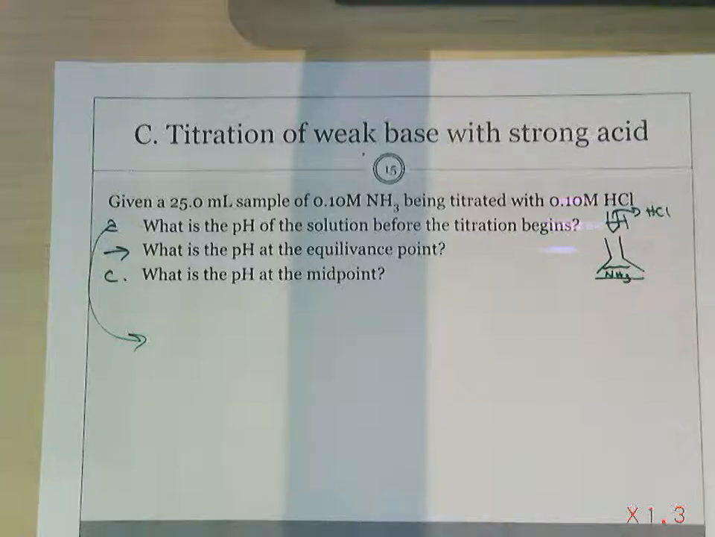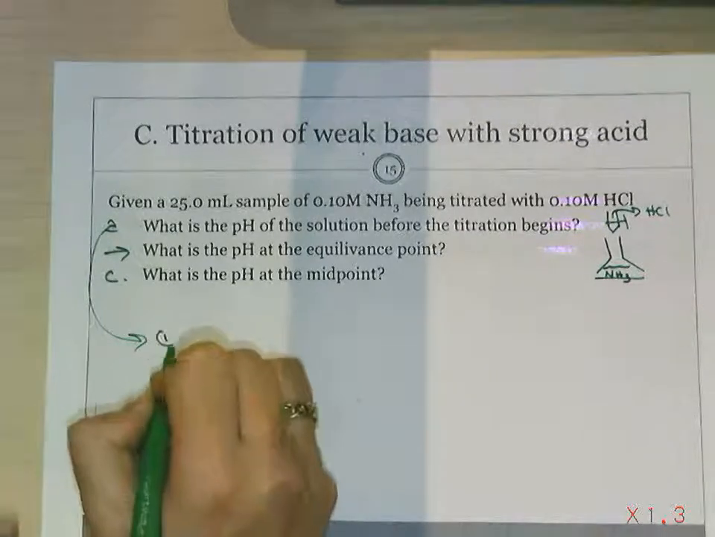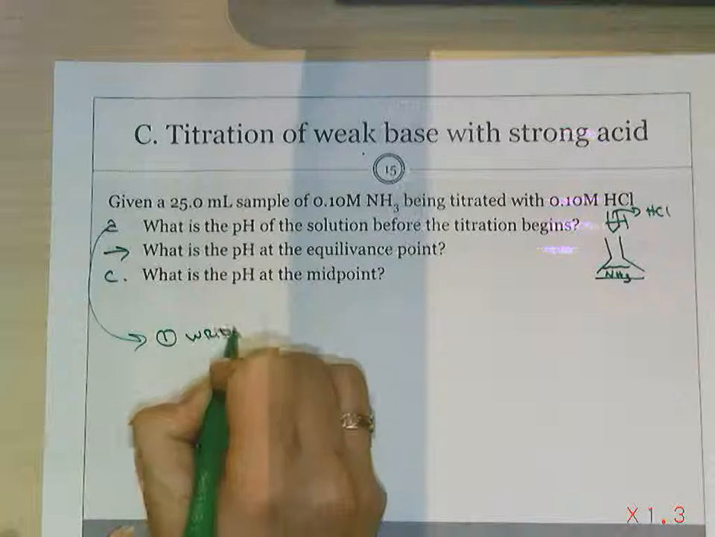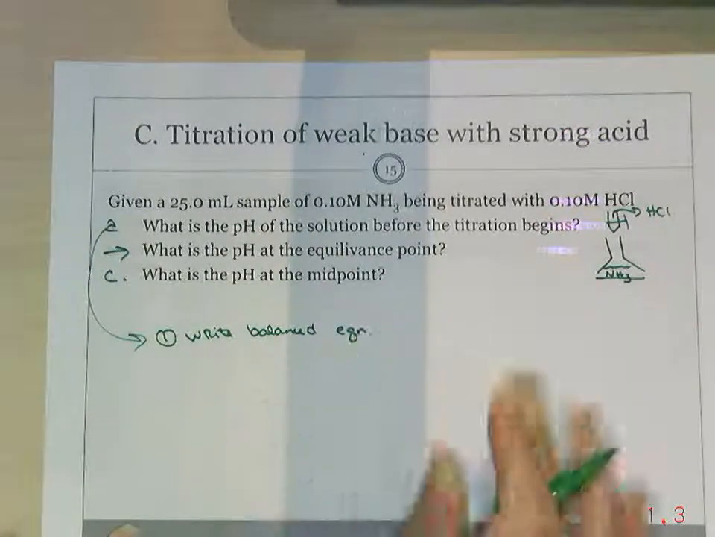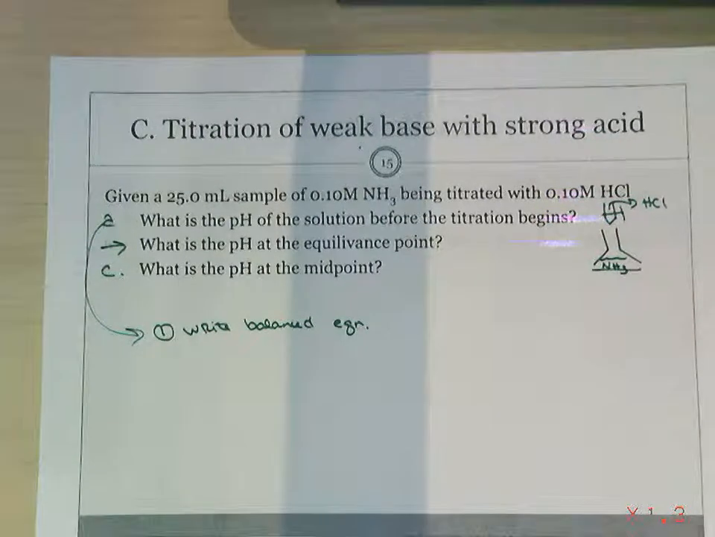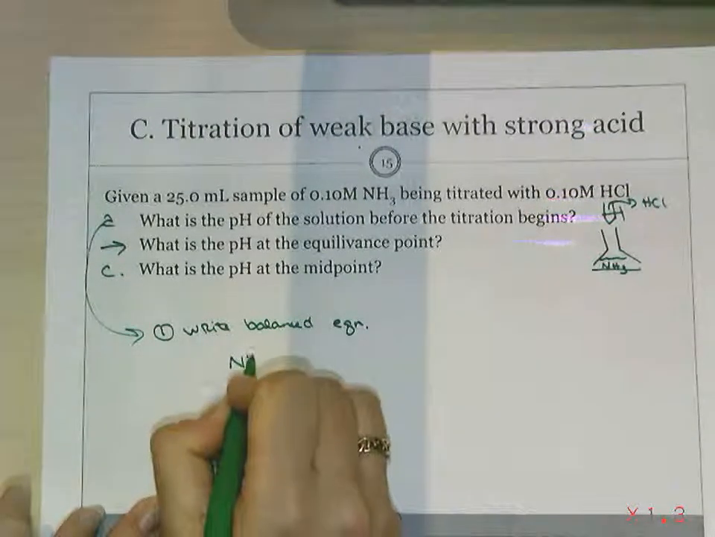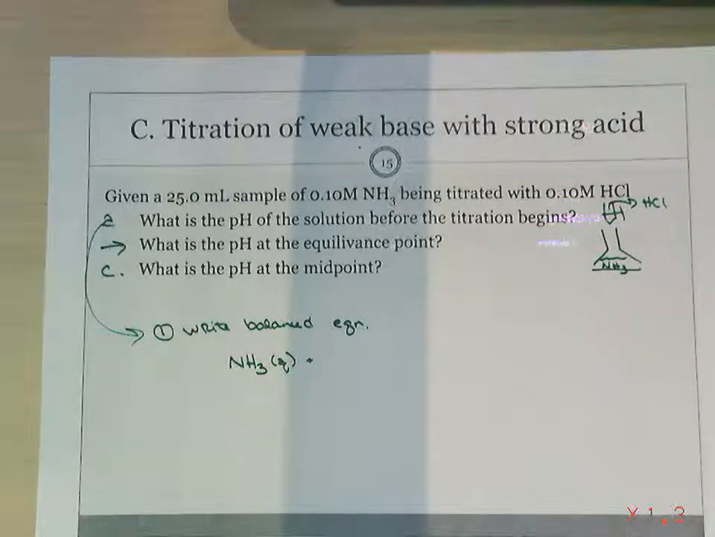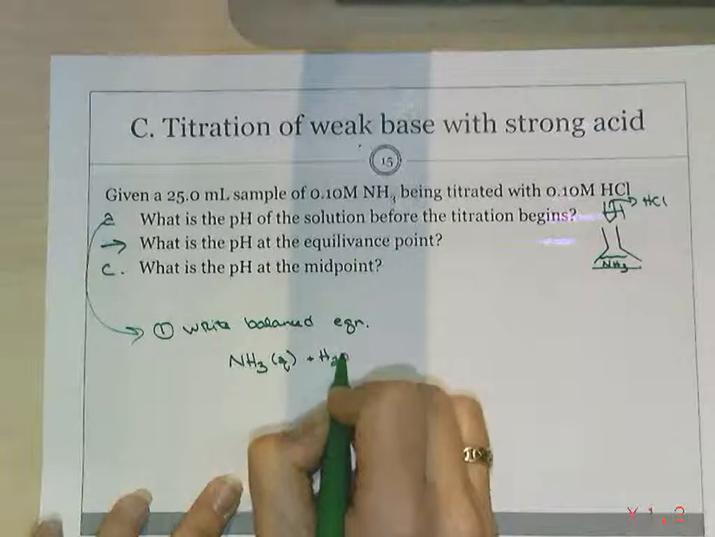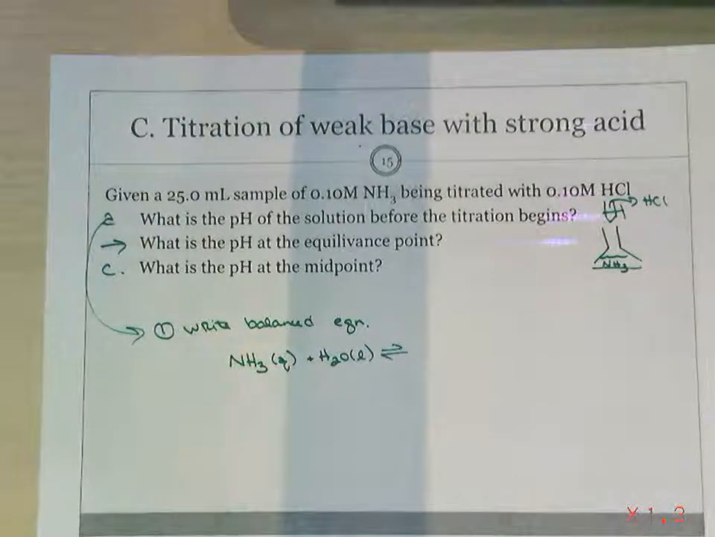Step 1, as always, right, balanced equation. All right, so I know one component is this. What is the other reactant if it's just the ammonia floating around in solution? Right, it's just water. So then what would be one of my products? Yep, hydroxide, yep.